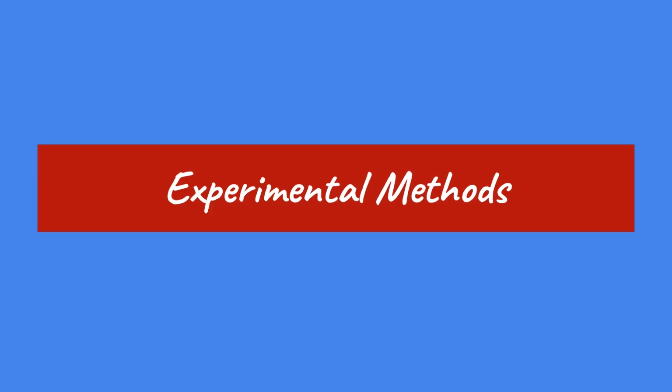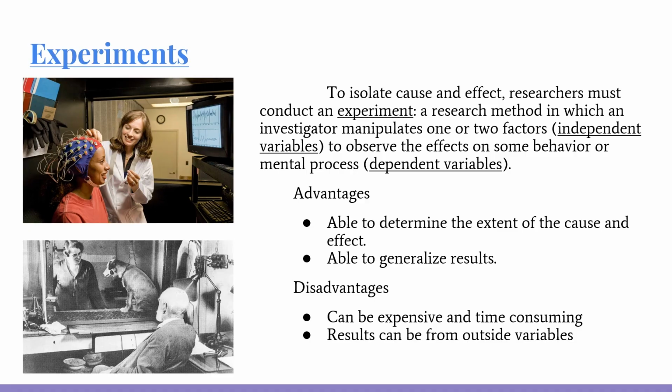Experimental methods. Experiments. To isolate cause and effect, researchers must conduct an experiment. This is a research method in which an investigator manipulates one or two factors, which are the independent variables, to observe the effects on some behavior or mental processes, the dependent variables. Some of the advantages are you're able to determine the extent of the cause and effect, but some of the disadvantages are it can be very expensive and time consuming.